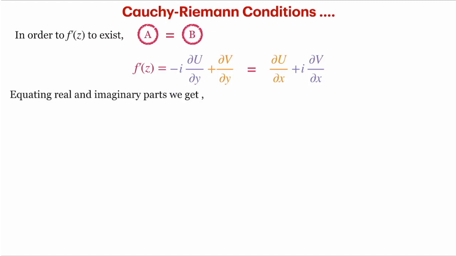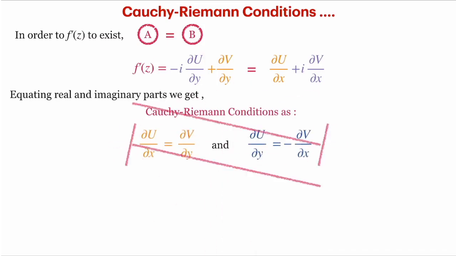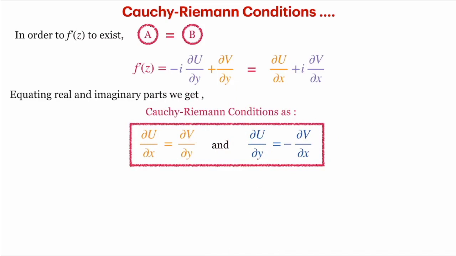Now we equate the real and imaginary parts. We get the Cauchy-Riemann conditions: the partial derivative of u with respect to x must be equal to the partial derivative of v with respect to y, and the partial derivative of u with respect to y must be equal to minus 1 times the partial derivative of v with respect to x.